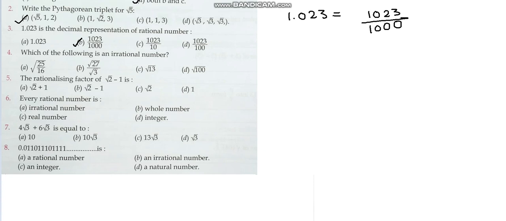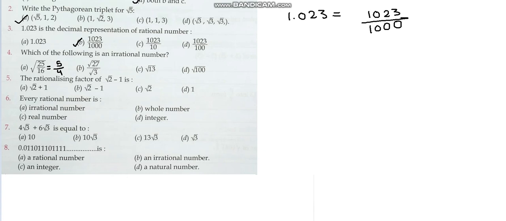In the fourth question, they have asked which of the following is an irrational number. An irrational number is a number which cannot be represented in the form of p by q, where p and q are integers and q not equal to 0. In the first option, root 25 upon 16, 25 is the square of 5 and 16 is the square of 4. So root 25 upon 16 is equal to 5 upon 4, and 5 upon 4 is a rational number, so it is not an irrational number.